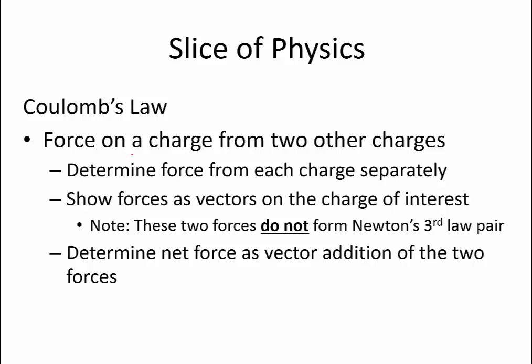In this slice of physics, we looked at how to use the principle of superposition to determine the net force on a charge from two other charges. We did that by considering each pair separately and identifying the force from each of the other charges on our charge of interest, showing those forces as vectors on our charge of interest, and determining the net force as the vector addition of these two forces. And we also noted that the two forces shown on charge B in our example do not form a Newton's third law pair, even though each of those forces does have a third law pair that acts on the other charges.